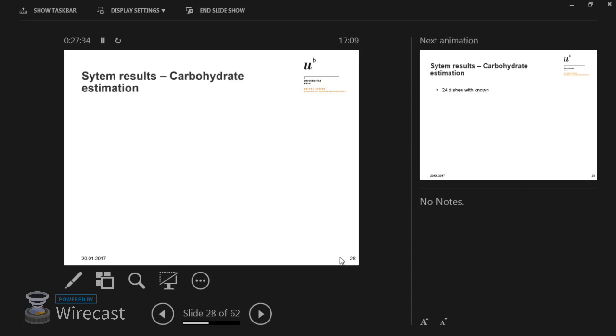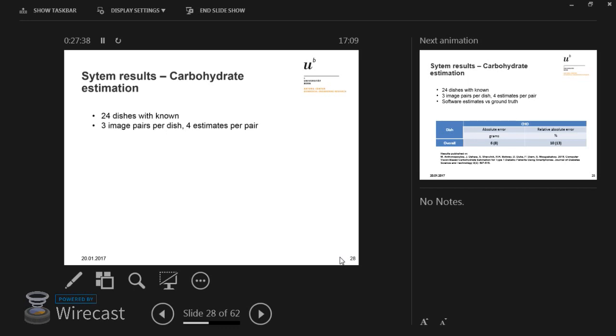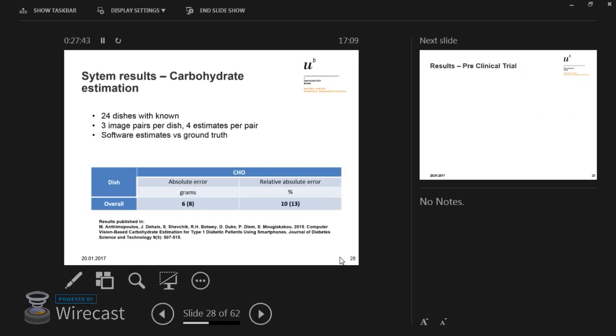So the effect on the people, we started fairly slow. We first took some dishes, 24, made some estimates for each of them, and compared to the ground truth. That was, let's say, the first foray outside. And for this, we got an average absolute error of about 6 grams, which is quite good. What we expected was something slightly higher, and what we wanted was to be no higher than 20 grams. So we're far below, and we can continue with this.